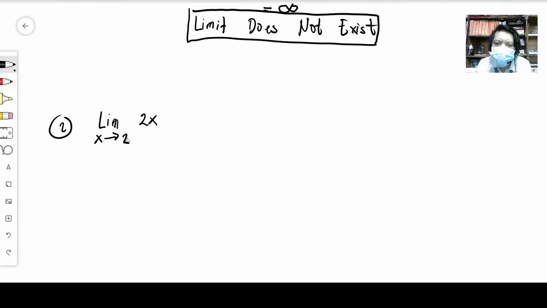What are the left-hand limit and the right-hand limit? For example, the value of x is approaching 2. So what is the left-hand limit? On a number line, see, this is the number line. Say for example, this is 2 and 3, to the left of 2 is 1, and so on and so forth. Okay, this is the number line.